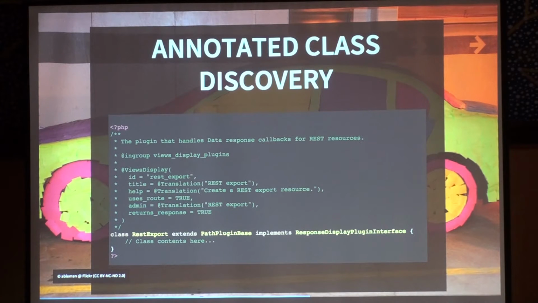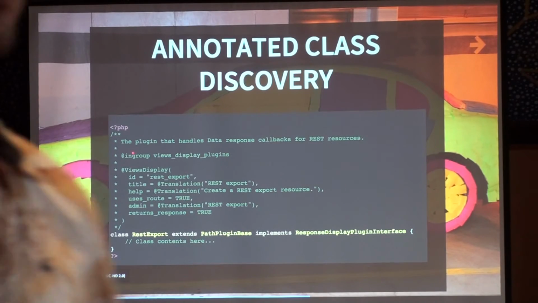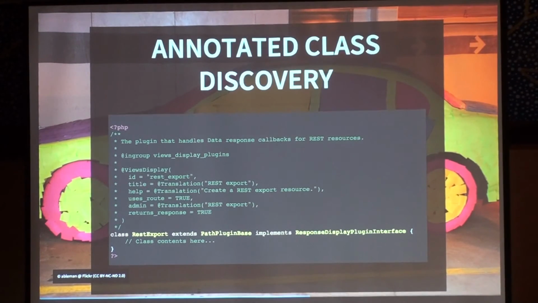So this is what an annotated class looks like. Apart from the fact that there's no code here and there's a little bit of namespace stuff missing at the top, this is actually an example from Drupal core that I took out this morning. This is a views display plugin that ties into the REST system. And an annotation is really nothing more than something in a doc block with an @ sign in front of it. You may be familiar with things like @param, @return, @var. Those are also annotations, and they have been around for a long time.